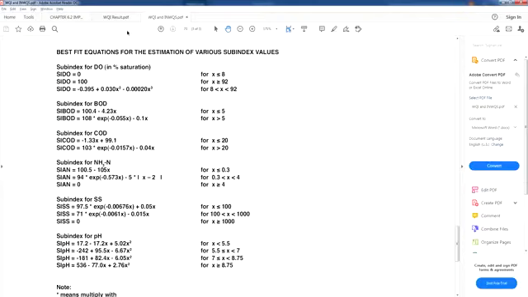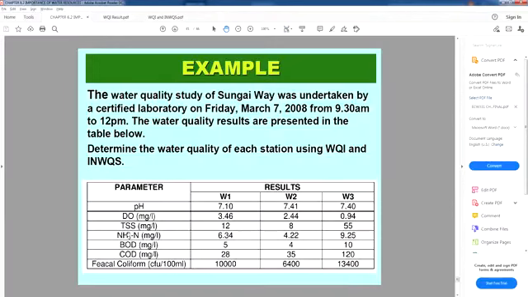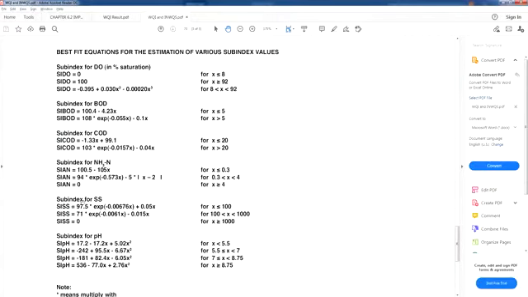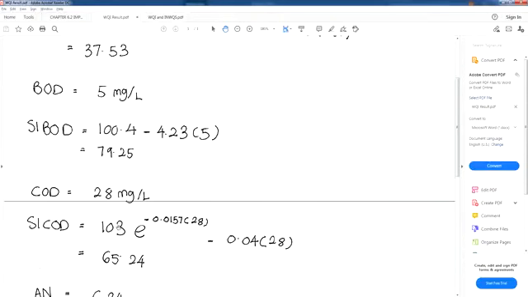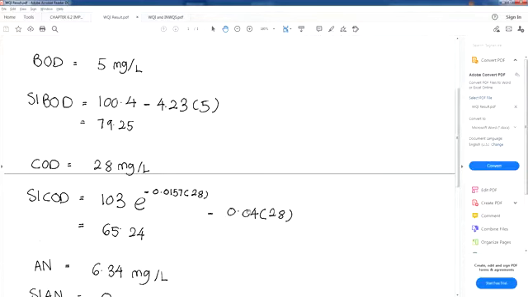And COD, what is the range of our COD here? COD is 28. So 28 lies in the second range here, x bigger than 20. So we use the second formula: 103 exponential to the power of negative 0.0157 multiplied with x, where x is the concentration of COD, minus 0.04x, you will get this formula.